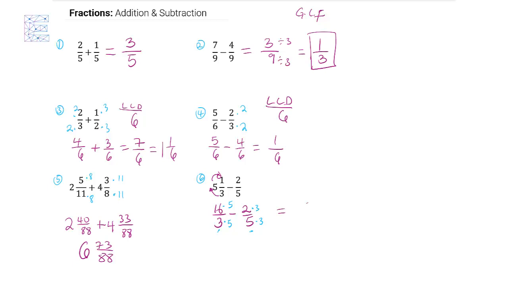Therefore, we'll have 80 over 15 minus 6 over 15. 80 take away 6 is 74 over 15. We want to convert this to a mixed number. Therefore, 15 goes into 74 4 times. 4 times 15 is 60, so the remainder is 14 over 15. And that would be your answer for question 6.